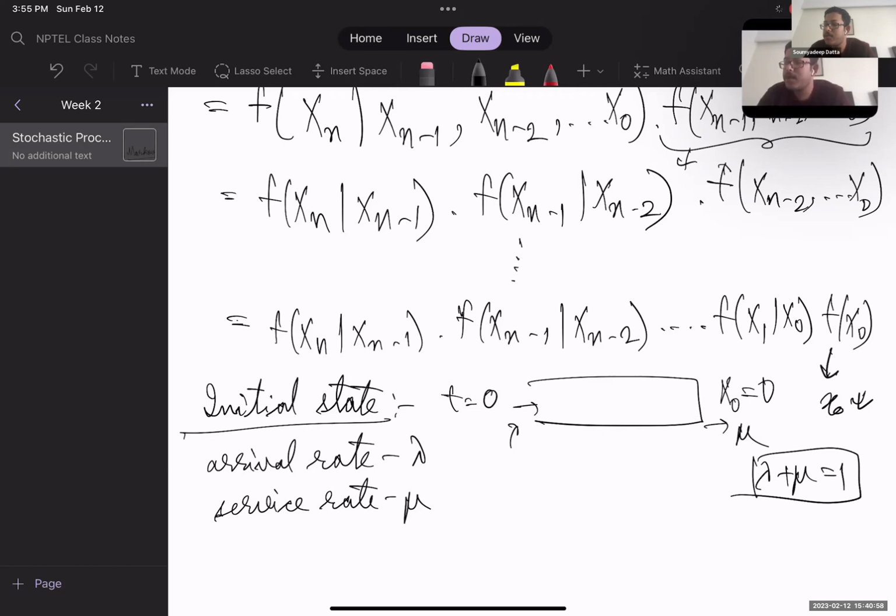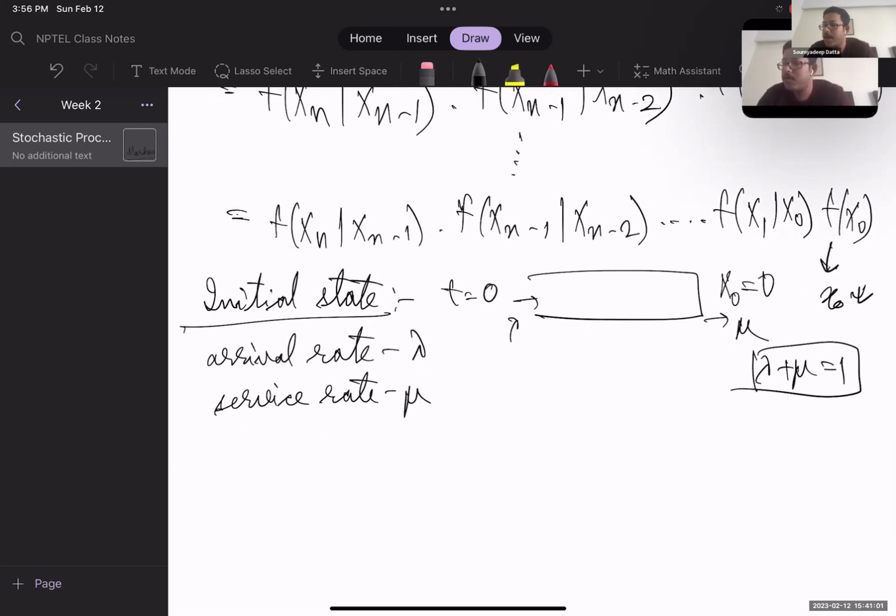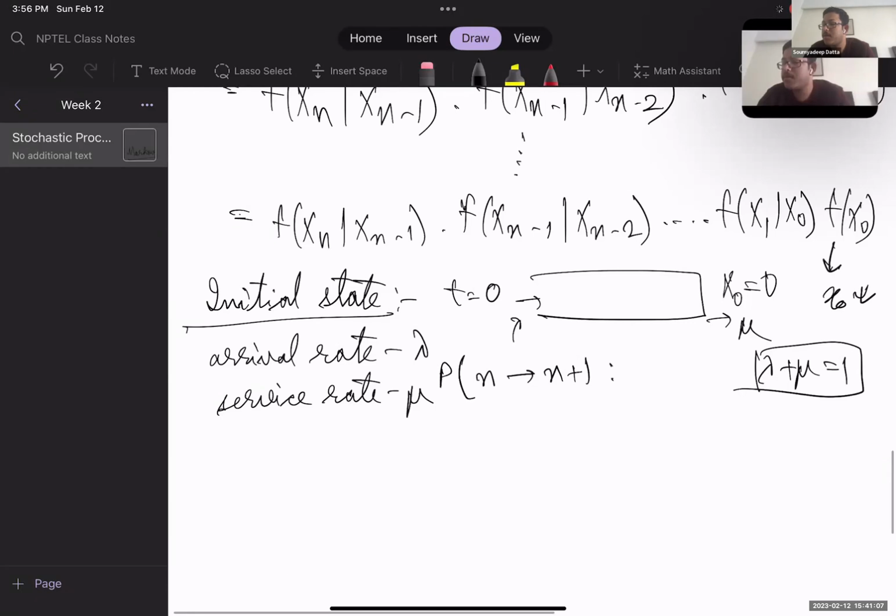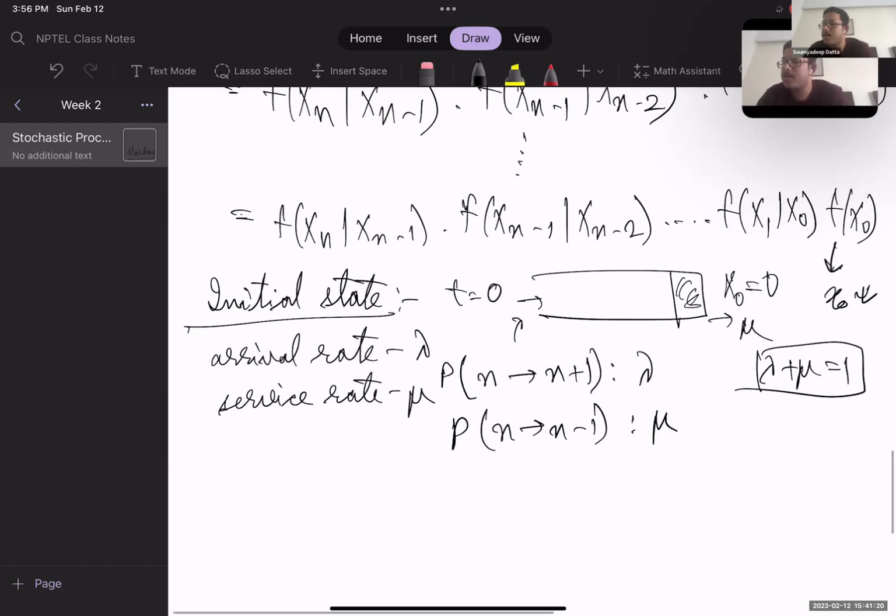So the probability that you will go from any state n to n plus 1, I'm just using crude notation here, this probability will be lambda. And the probability that you will go from n to n minus 1 will be mu, right? Because if you had a packet here and service is completed, it would pop out of the queue, right? So let's say at a certain point we have n elements in the queue. You'll go from n to n minus 1 with a probability of mu, that is, you will have a service. And you will go from n to n plus 1 with a probability lambda, right? You'll have an arrival.